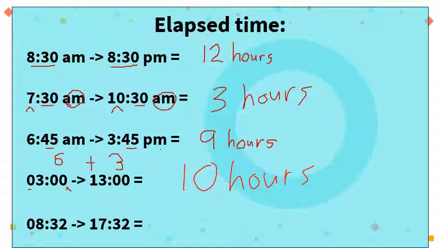Here we've got 8:32 to 17:32. Again, what we're going to do is all of these ones are just dealing with changes on the hour. So 17 minus 8 is 9, or 8 plus 9 is 17. The minutes haven't changed, so it's 9 hours. So there are cases where just the hours need to be calculated because the minutes are still the same. So they're nice round numbers. Let's look at some trickier ones.